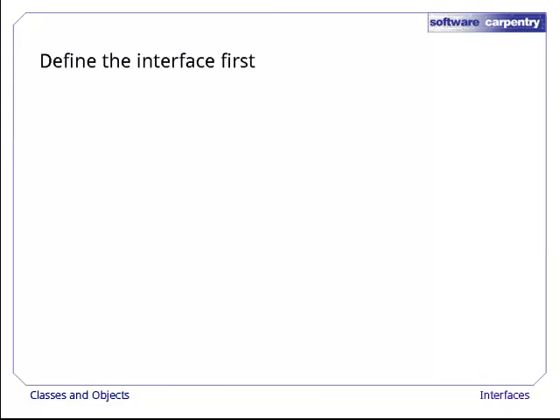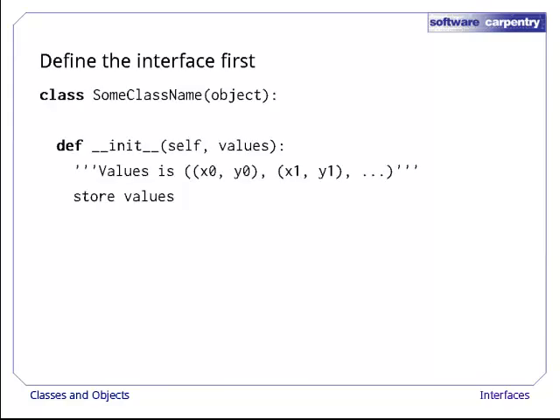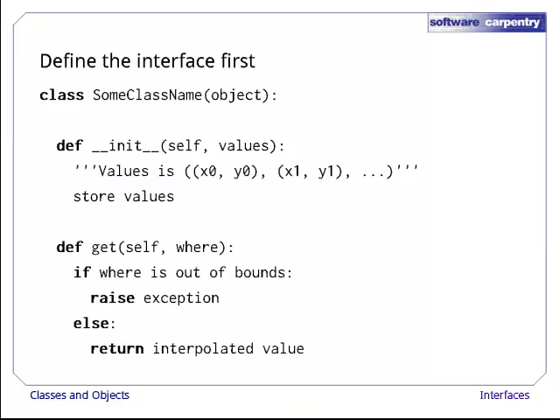To implement this using objects, we start by defining the interface that we want. We're going to create a class, we'll figure out its name in a moment, whose constructor takes a list of xy pairs and stores them somehow. Objects of this class will have a method called get that will take an x-axis coordinate, check that it's in range, and if it is, return the corresponding value according to some interpolation rule.